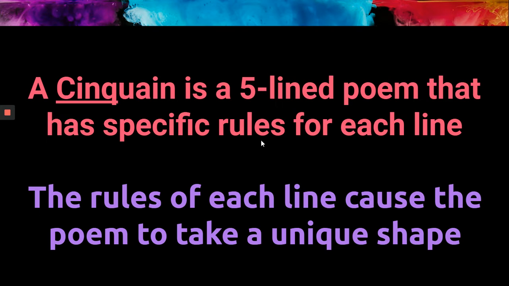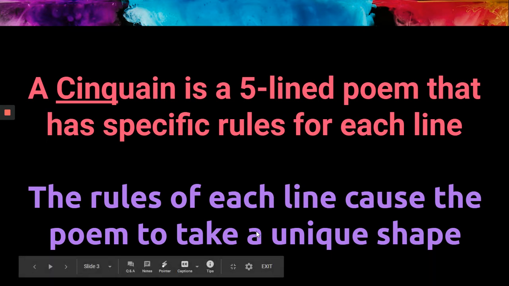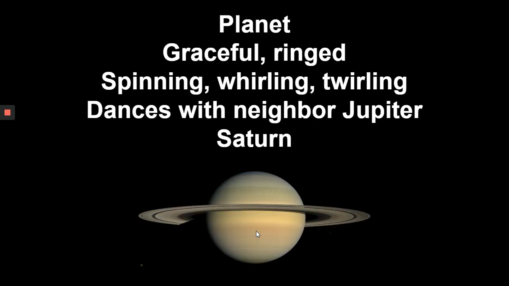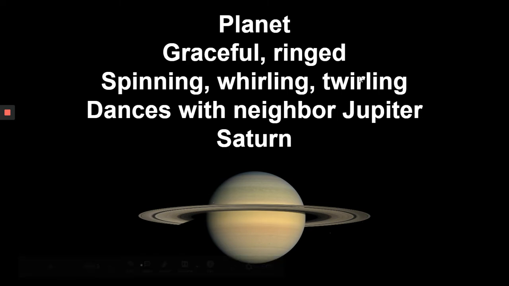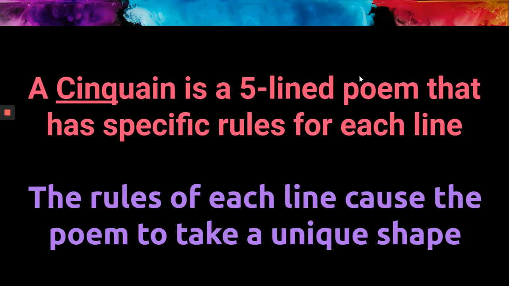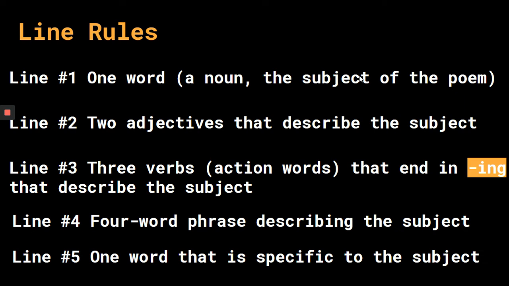So, cinquain is a 5-line poem that has specific rules for each line. Now, the rules of each of the 5 lines cause the poem to take a unique shape. As you may have noticed here in our example, the way the lines and the words are laid out, it takes on an interesting shape. All right, so let's talk about the rules for each line.